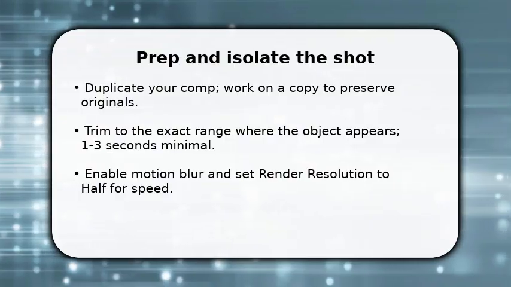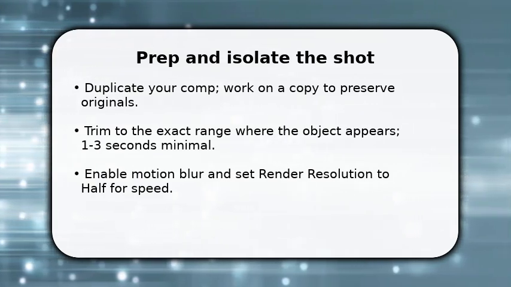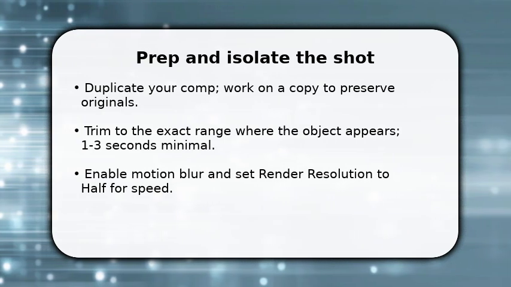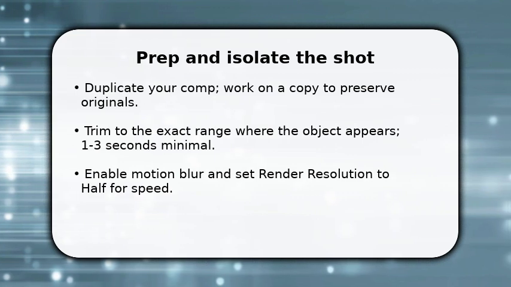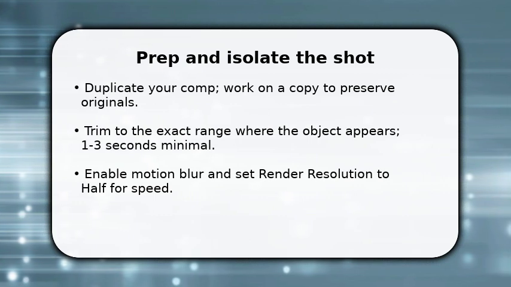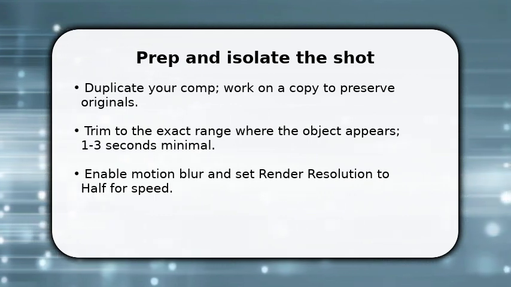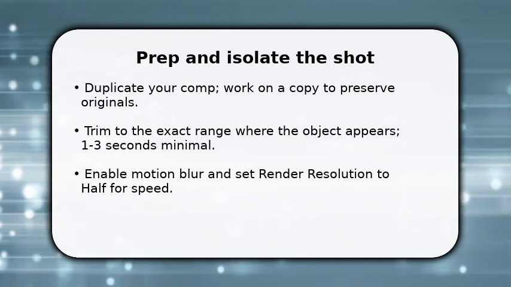You'll start by duplicating the composition and isolating the segment with the object. This prevents accidental changes to the master. Once done, trim to the shortest possible range, often 1 to 3 seconds, so you work fast and keep RAM use low. Make sure motion blur is enabled and set render resolution to half during cleanup. It smooths edges and speeds previews.